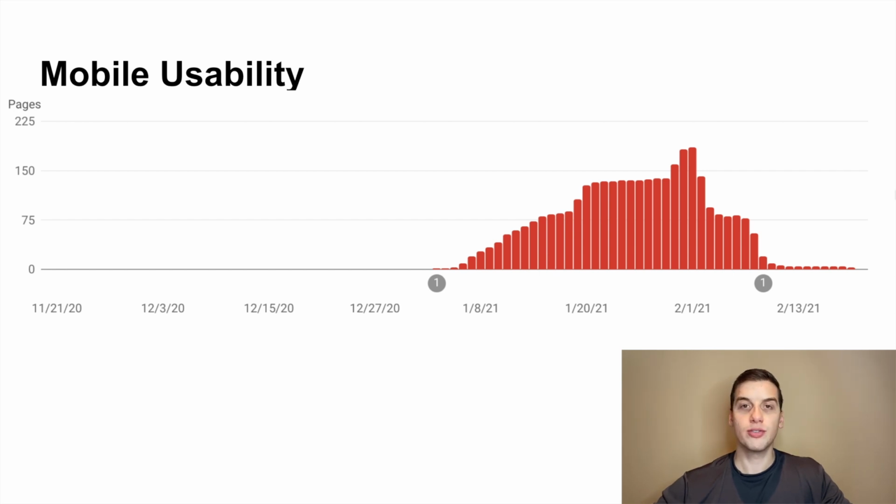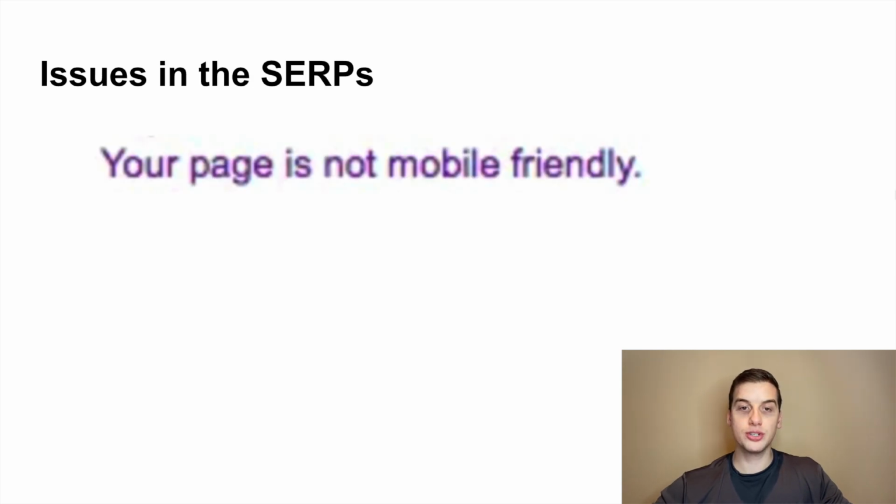So I kind of looked into it further, and I noticed that a majority of the issues were on larger pages, over 2,000, 3,000 words, that may have had extra images, or maybe an embedded video from YouTube showing a how-to type of content. I was a little concerned, and then I would start typing these phrases into Google, and then this popped up: issues in SERPs, your page is not mobile friendly. And I was like, uh-oh.